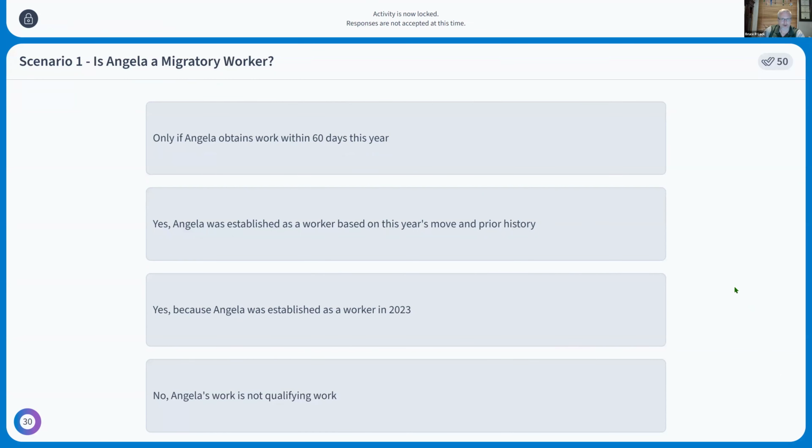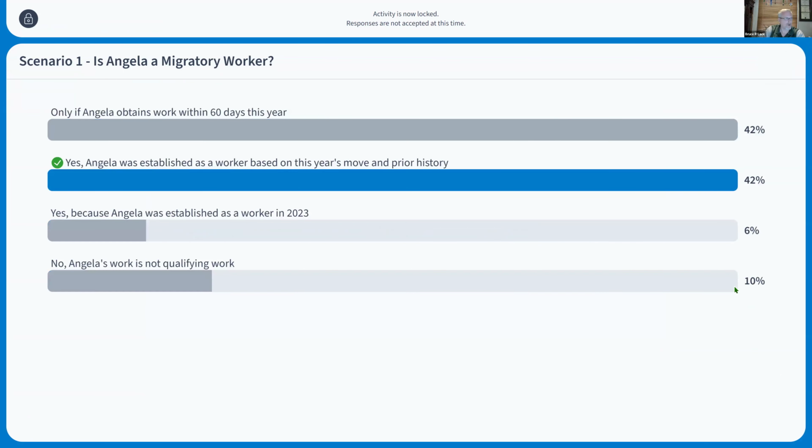Okay, the poll is closed. We're going to go with 50 respondents. We'll take a look at what we all said. So the correct answer, which we had about a 50-50 tie for the first two, is she a worker? Yes, we think that she's a worker based on this year's move and prior history.